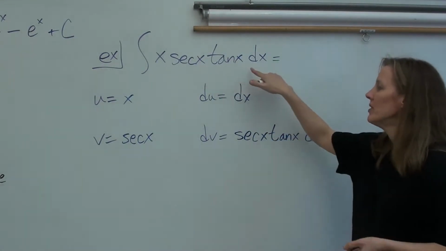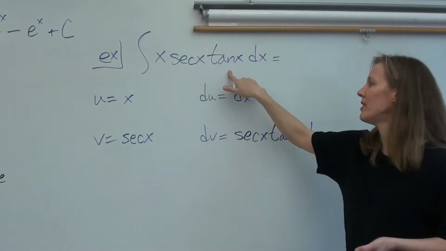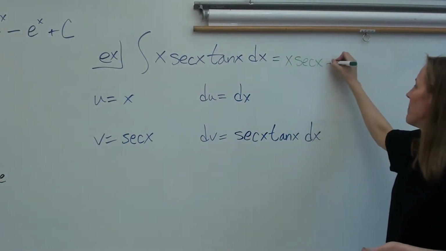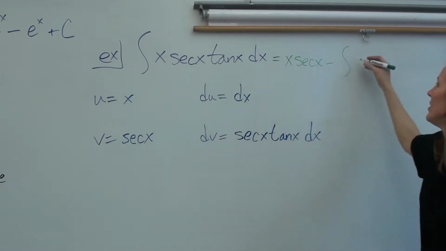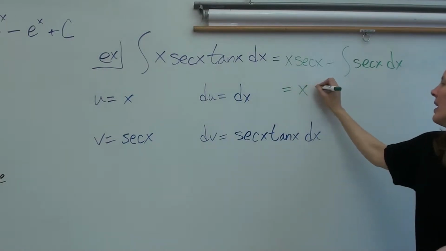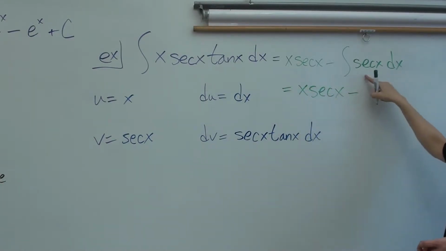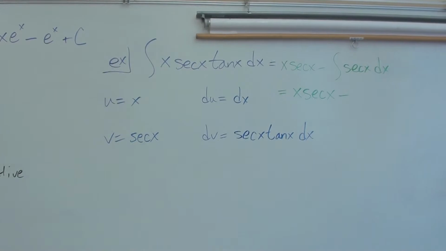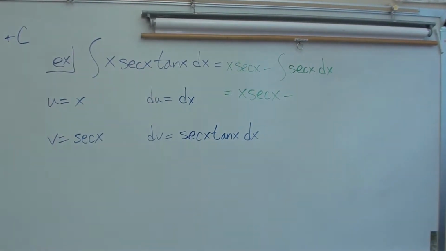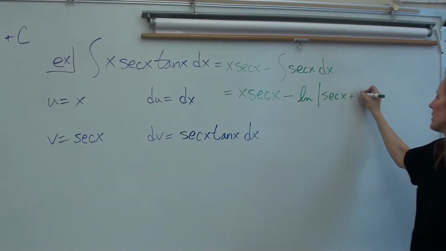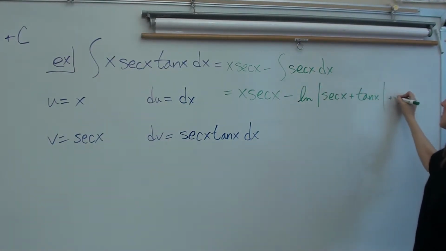Okay, so the integral of u dv equals uv, so x secant x minus the integral of v du, which is secant x dx. So we get x secant x minus, what's the integral of secant? ln absolute value of secant plus tangent. So you get ln absolute value of secant x plus tangent x, plus c.